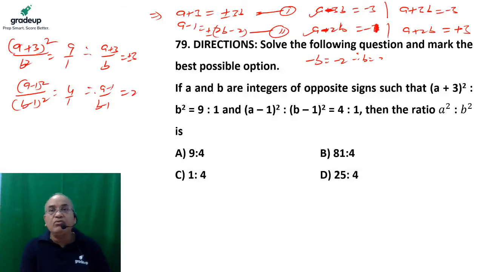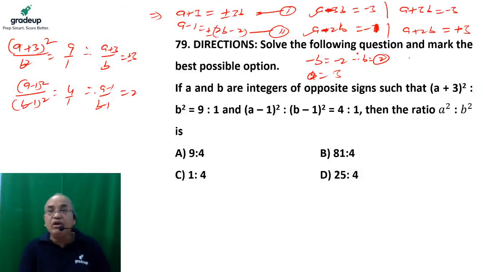So B should be equal to 2. If the value of B is equal to 2, put it in any of the equations. If I put B is equal to 2 here, it will become what? A would become 4 negative, and that will go that side, it will become positive. So A will become equal to 3. Similarly, if I put it here, A will become 3. No problem at all.